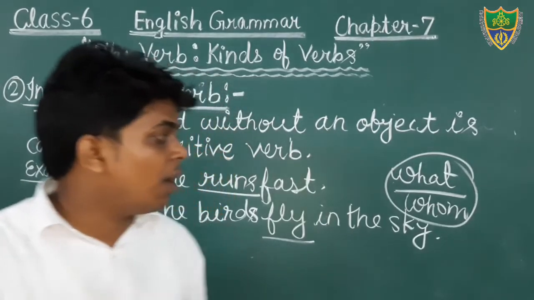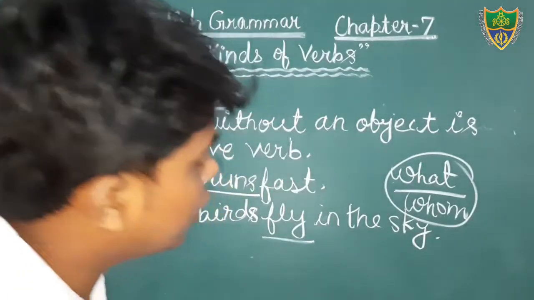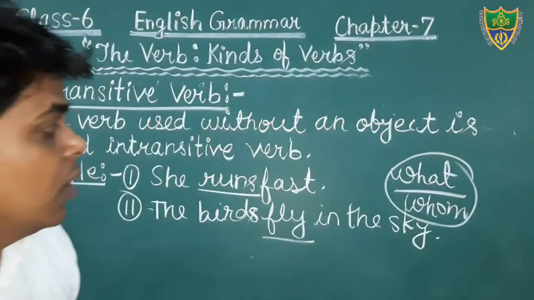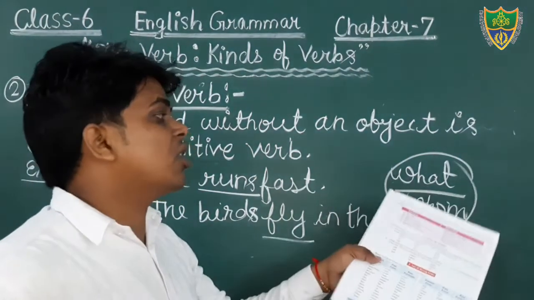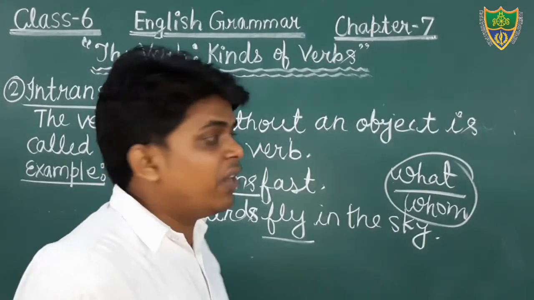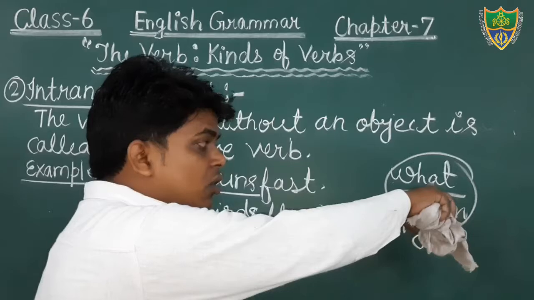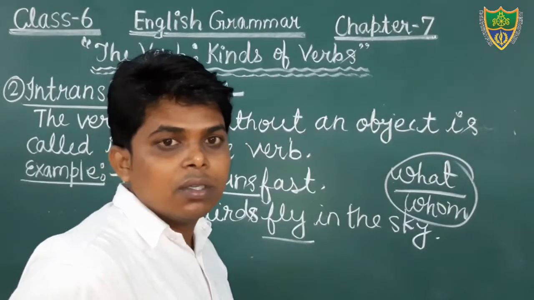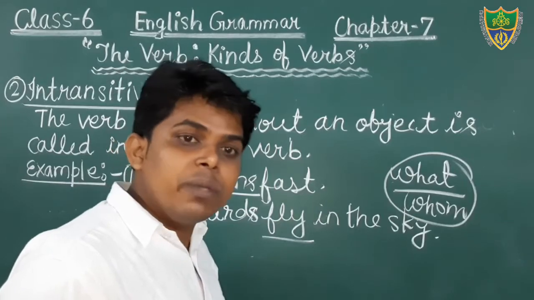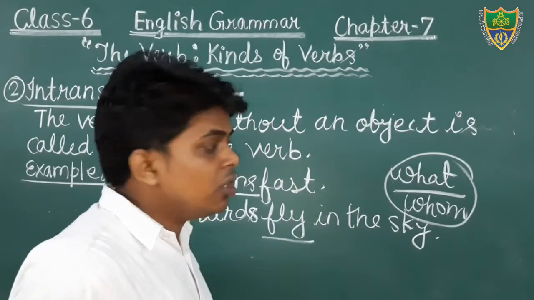Okay, students, example you have seen, and you also keep in your mind what and whom. It is very simple, and you have to solve all the exercises on the basis of that, what and whom. If we are getting an object by putting this question, what and whom, then that would be the transitive. If we are not getting an object, then that would be the intransitive. Okay, students, you keep in your mind.